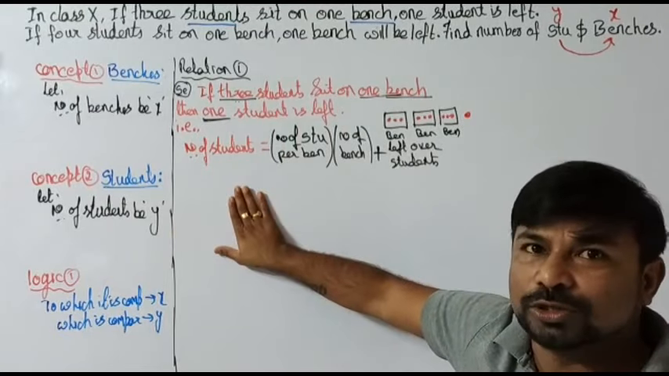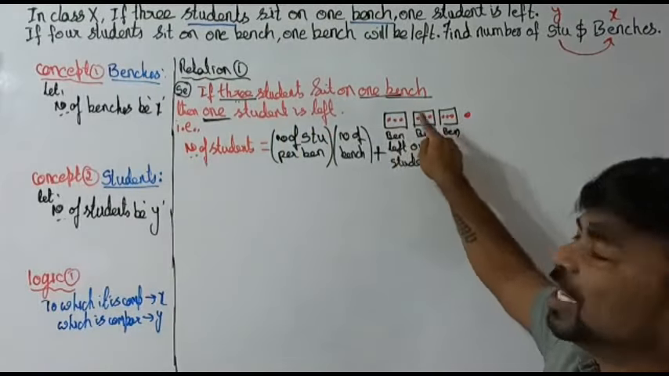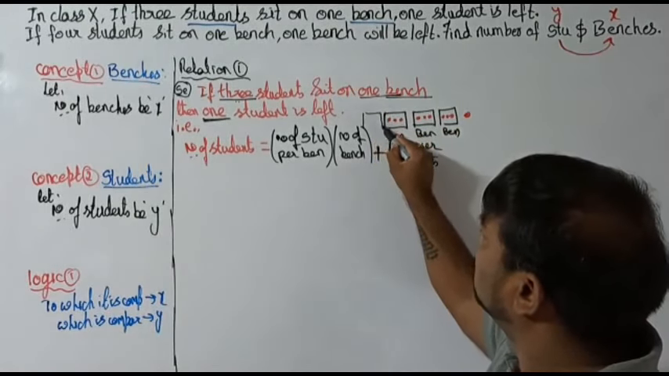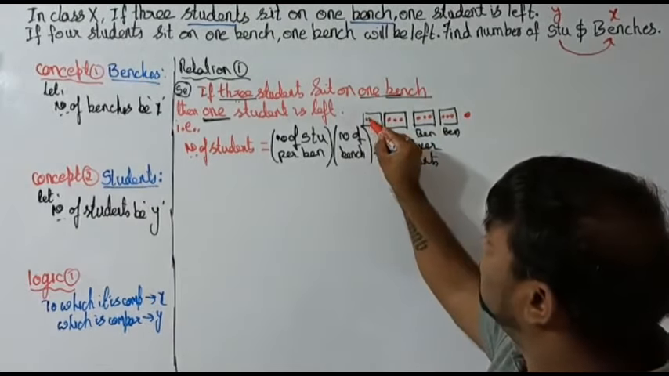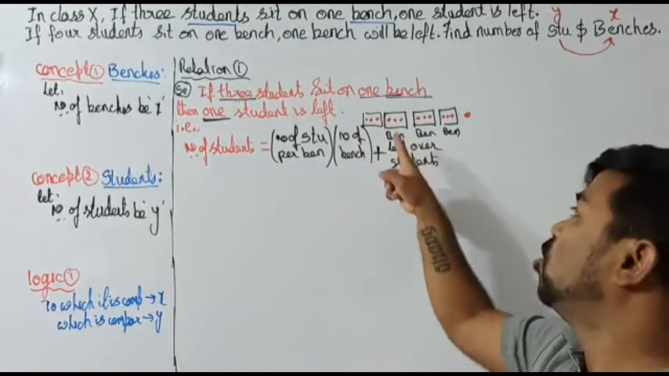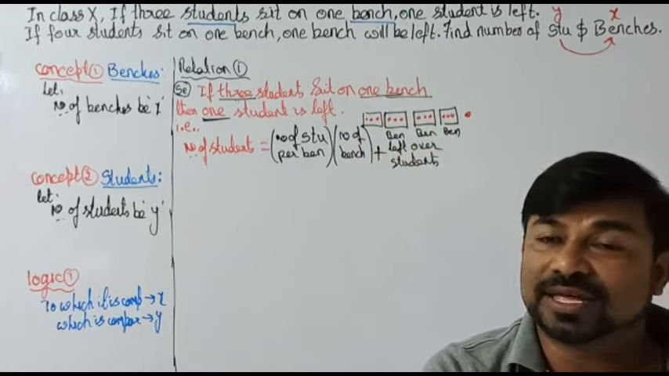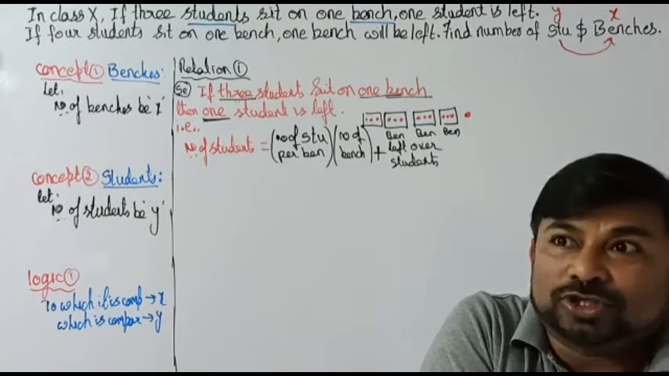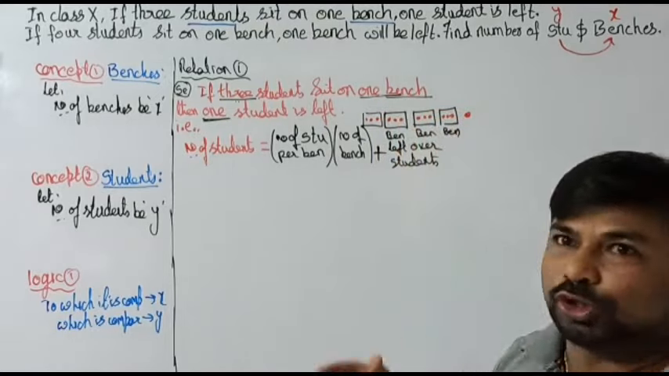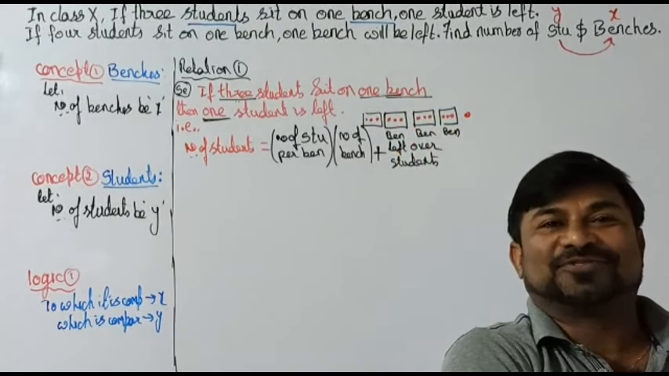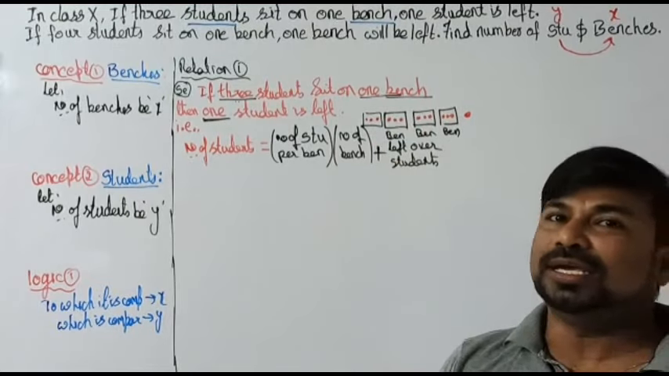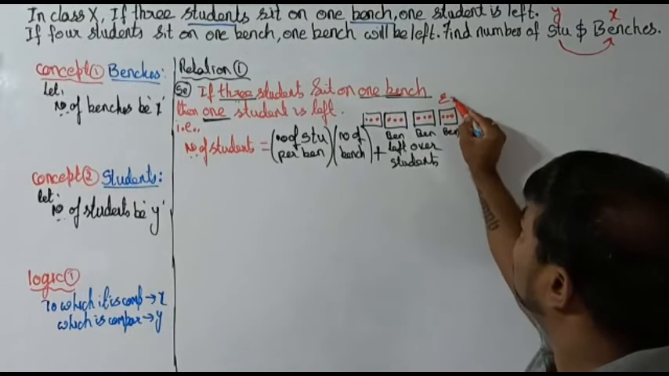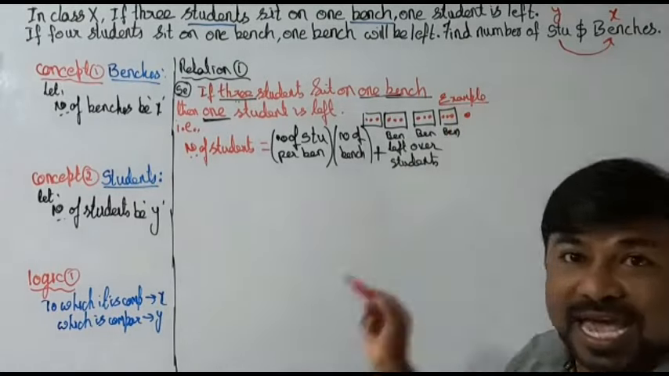The number of students is equal to the number of students per bench times the number of benches, plus the leftover. I would like to give an example. I took 4 benches. With 3 on each bench, that is 3 times 4, 12, plus 1 student standing, so 12 plus 1, 13 students in total. This is just an example, don't think that is the answer.